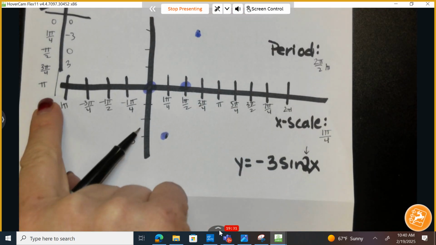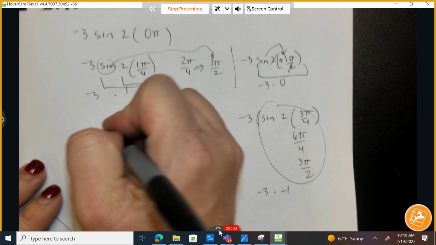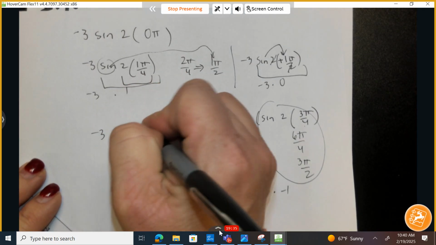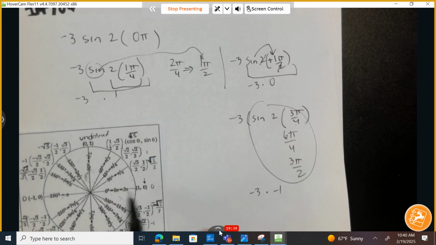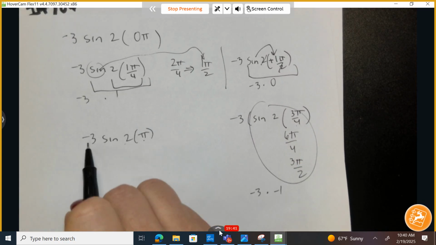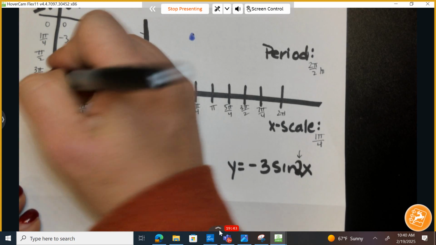And then my last one is going to be pi. And my last one, negative 3 times the sine of 2 times pi. Well, I get 2 pi. At 2 pi, the sine is 0. 0 times negative 3 is simply going to be 0.